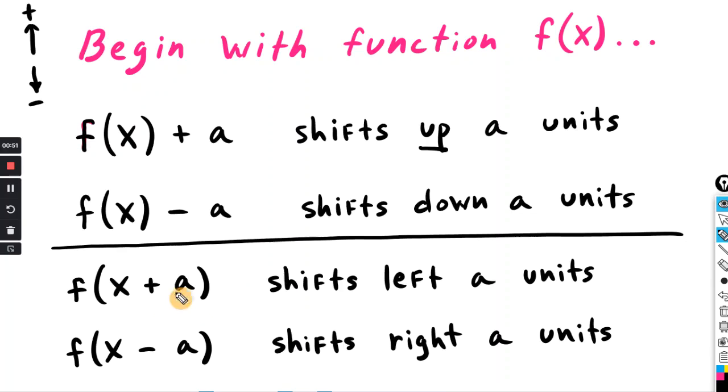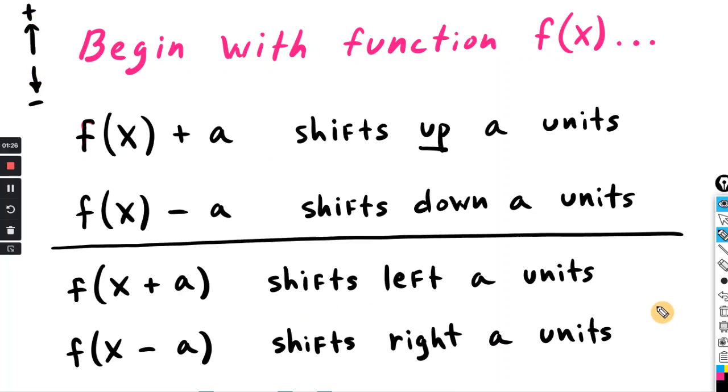When you add or subtract within the parentheses, it actually shifts left and right in reverse. So if you take f of x and you add a within the parentheses, it does not shift right, it shifts left by a units. And when you subtract a within the parentheses of f of x, it doesn't shift left, it shifts right a units.